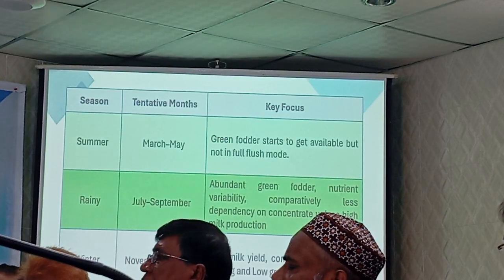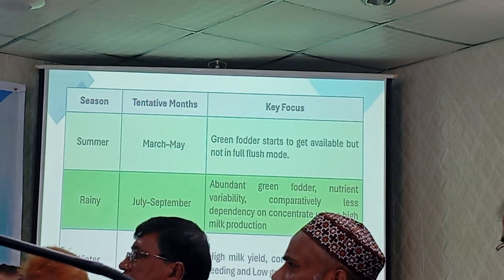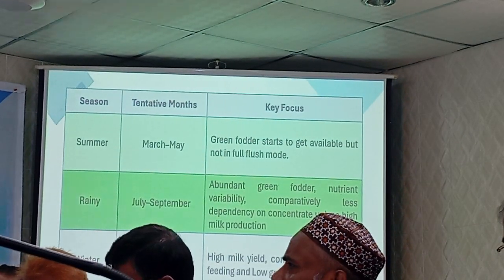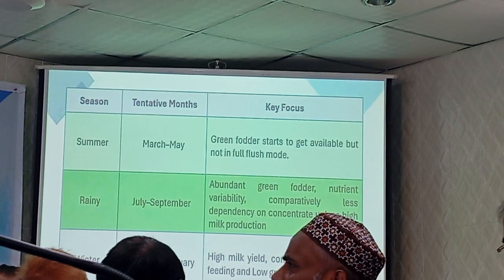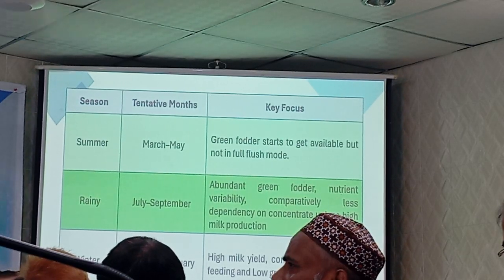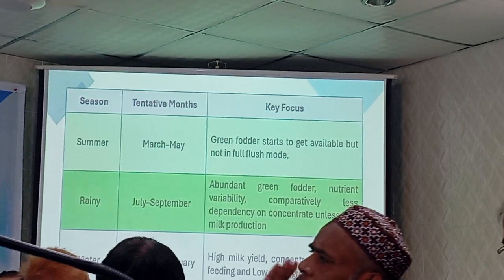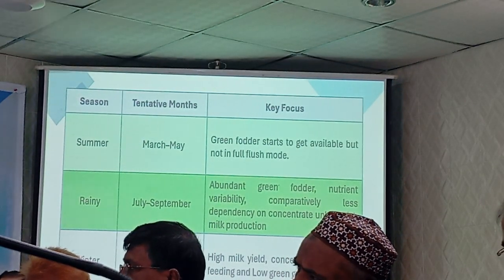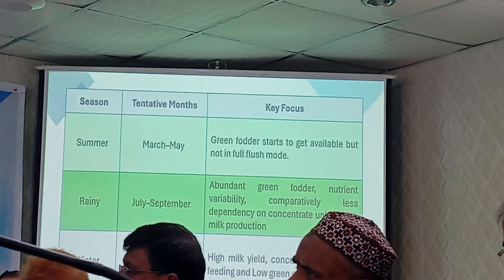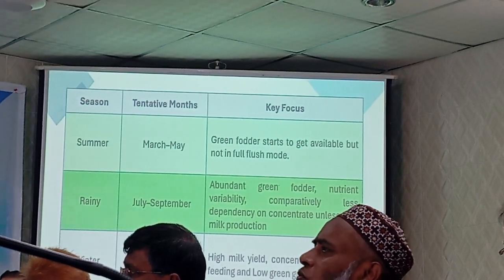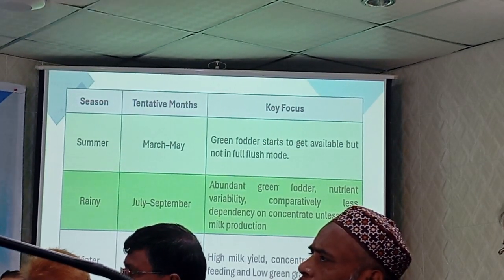So why did we choose summer, rainy, and winter seasons? The summer season represents green fodder starting to become available, but not in full flush mode, because it is just coming after the winter. But when we go to the rainy season, there is abundant green fodder, and there is a nutritional change, nitrogen-wise or mineral-wise. Comparatively, farmers depend less on concentrate feed during that time, and they are producing more milk than in winter or summer. And as we all know, winter has high milk yield, but with concentrate and straw feeding, rather than more green grass, due to the scarcity and dryness.